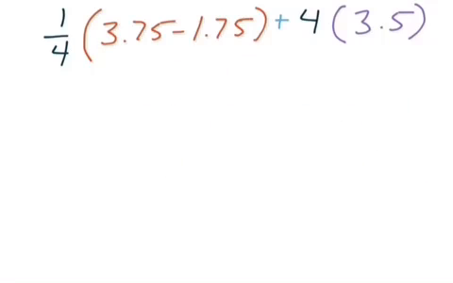I want you to try to solve this one. You don't need to find out if it's equivalent to anything, but just solve this one: 1/4 times (3.75 minus 1.75) plus 4 times 3.5. Solve this, see what your solution is, and then you'll be able to check your answer. Go ahead.